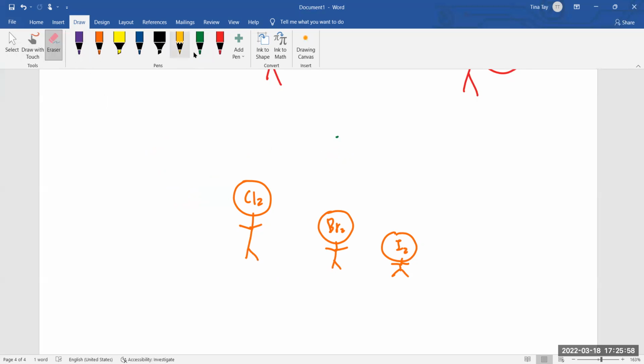Somehow, the ball rolls on the floor. And bromine got the ball. As soon as bromine gets the ball, bromine is no longer bromine. Bromine is now called a bromide. Get it? Bromine has now become a bromide ion.